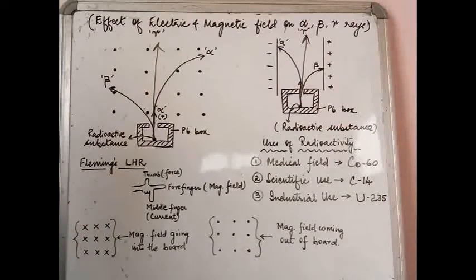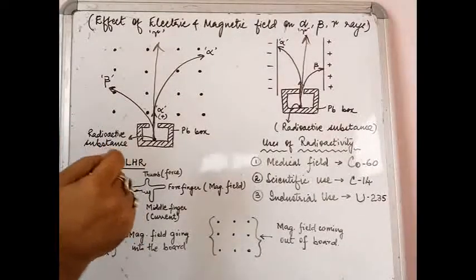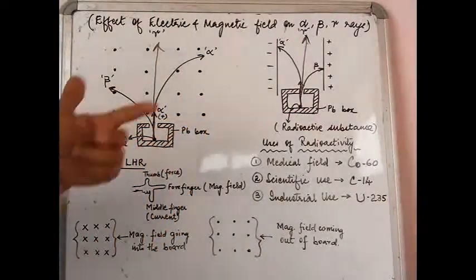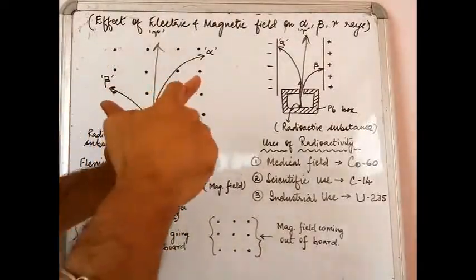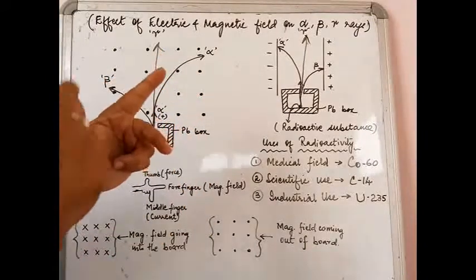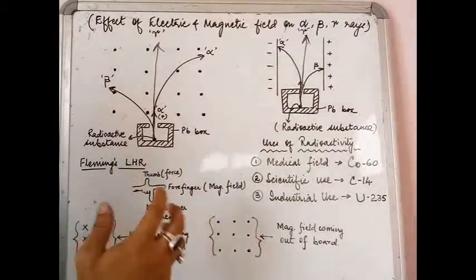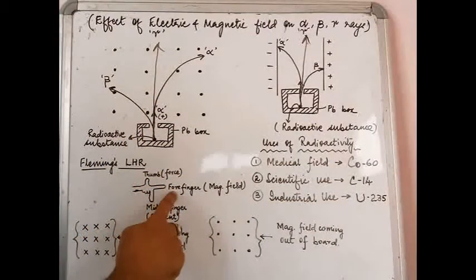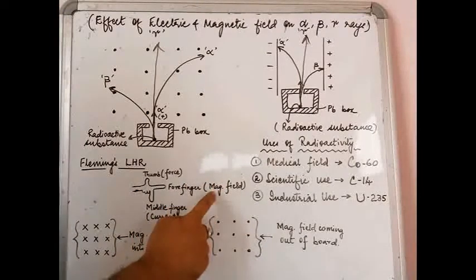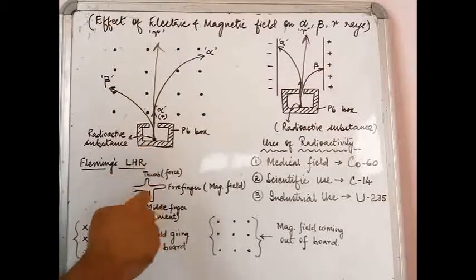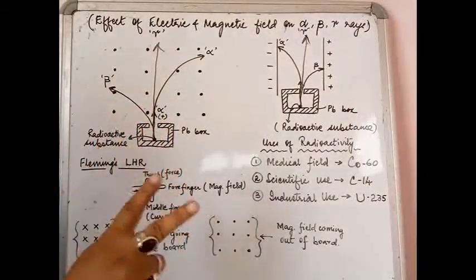There are 3 things to be kept in mind about Fleming's left hand rule. The first and the foremost thing is that it is telling you to use the left hand. You cannot use the right hand, you have to use the left hand. You have to use these 3 fingers, thumb, forefinger, middle finger. Then you have to understand what these fingers tell you. Forefinger denotes the direction of magnetic field, middle finger denotes the direction of current, thumb will denote the direction of force. This is the second thing to remember.